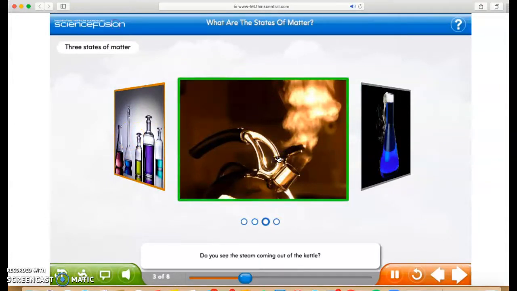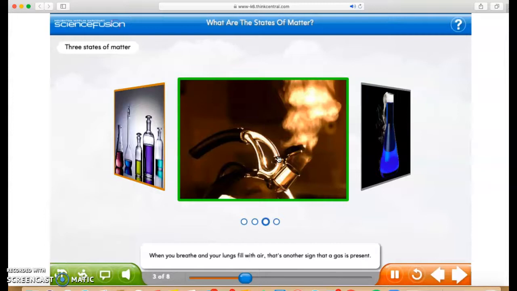Do you see the steam coming out of the kettle? That's a sign that water vapor, a gas, has been produced. Gas is the third state of matter. Gases do not have a definite volume or shape. Although you can't see gases, the steam tells you that a gas is in the air. The steam forms when invisible water vapor, a gas, condenses to form tiny water droplets. Oh, did you hear that word, condenses?